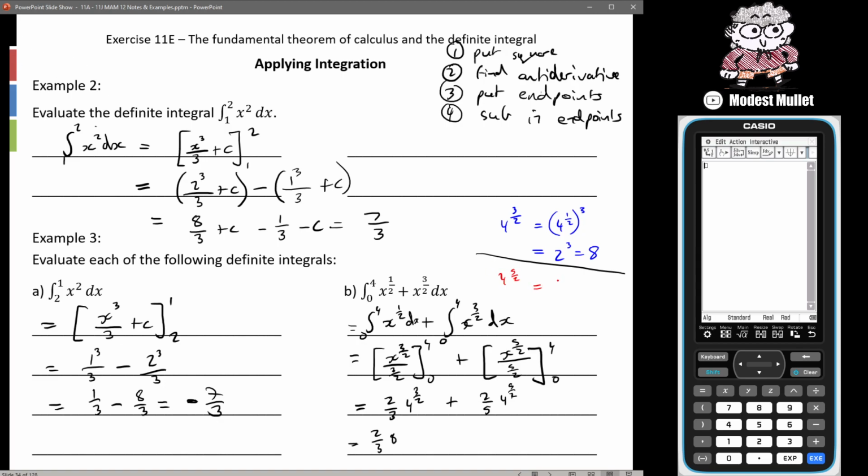4 to the 5 on 2 is the same as 4 to the half, to the 5, so that's equal to 2 to the 5, which is 2 times 2 is 4, times 2 is 8, times 2 is 16, times 2 is 32. So we're going to get plus 2/5 of 32. That's equal to 16 on 3 plus 64 on 5. And just to save time, I'm not going to keep going with simplifying fractions, but you get the idea.